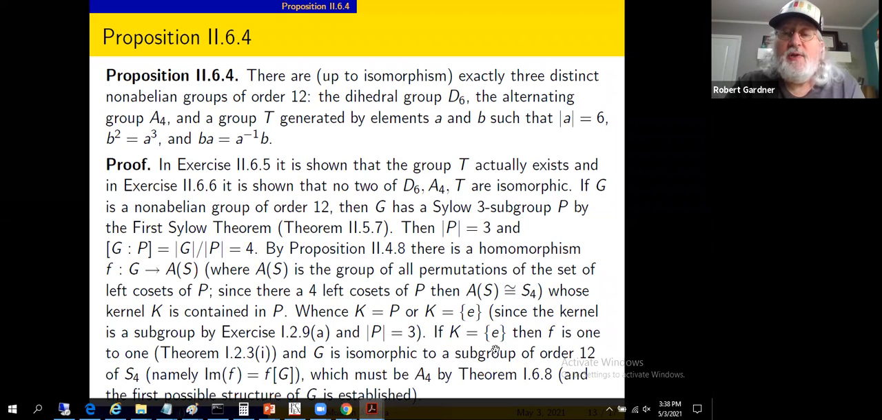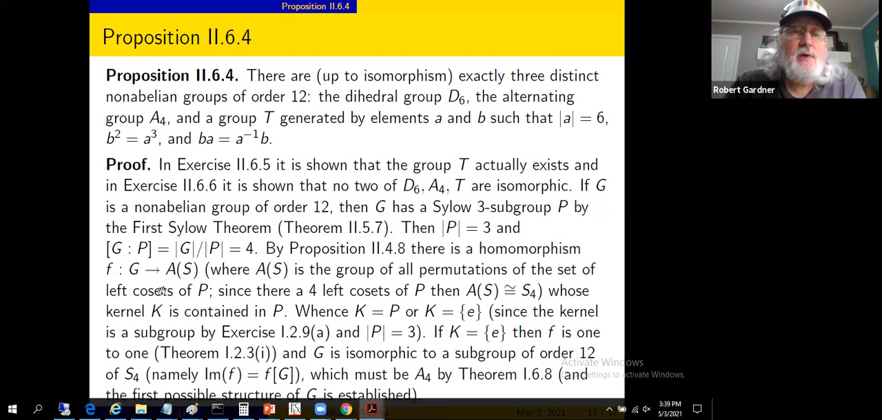If the kernel is a trivial group, then we have a homomorphism with a trivial kernel. That's a 1-to-1 homomorphism. Many times we've used this property of the kernel consisting only of the identity, implying that the homomorphism is 1-to-1. For the record, I guess that's theorem 1.2.3. It says that, but we've used that lots of times. In that case, then we've got G under homomorphism F mapped 1-to-1 onto something over here in this group A of S.